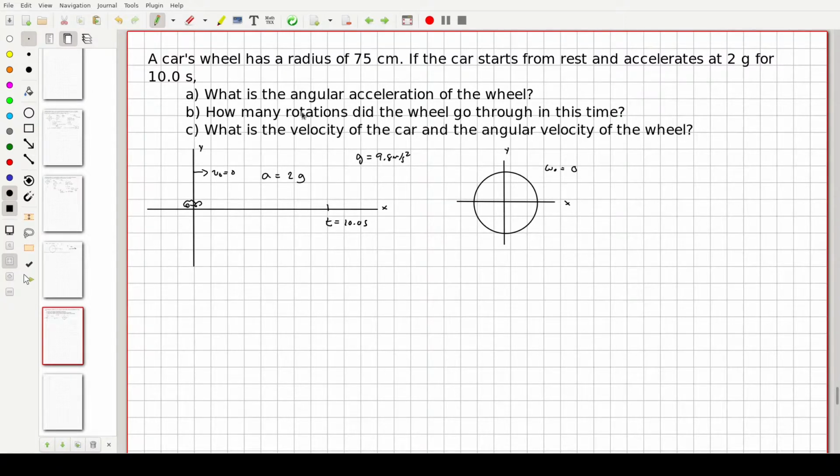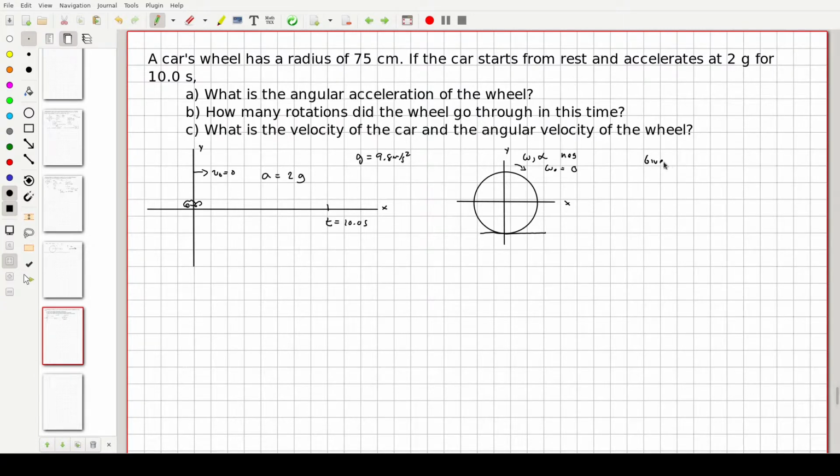And like I said, what I want to know is: what's the angular acceleration? How many rotations did the wheel go through in this time? And what is the velocity of the car and the angular velocity of the wheel? Okay. So if we think of this as being the ground right here, as the wheel rotates, it's going to rotate clockwise. And what that means is that our omega and our alphas are going to both be negative. Remember, counterclockwise motion is positive. Clockwise motion is negative. Okay.